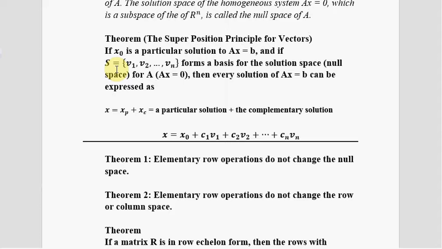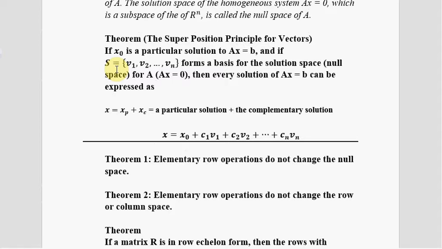I want to cover the row space, column space, and the null space for a problem that I want to work before you. But the superposition principle simply says that if x naught is a particular solution for Ax equal to b, for some vector b, and if S is a basis for the null space, the solution space for Ax equal to 0, then every solution of Ax equal to b. What does that mean, every solution? It means that these b values can change. You fix the coefficient matrix A to be the same, but b can be different.